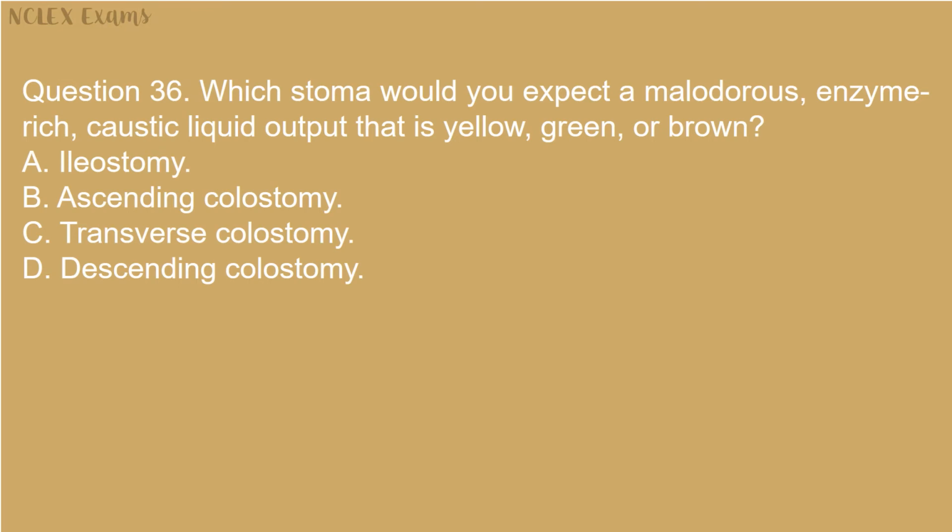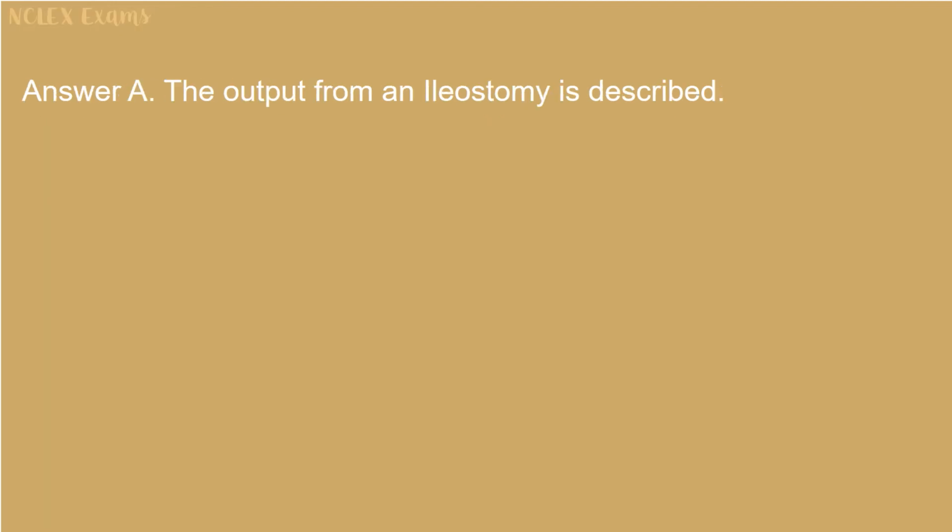Question 36. Which stoma would you expect a malodorous, enzyme-rich, caustic liquid output that is yellow, green, or brown? A. Ileostomy. B. Ascending colostomy. C. Transverse colostomy. D. Descending colostomy. Answer A. The output from an ileostomy is described.